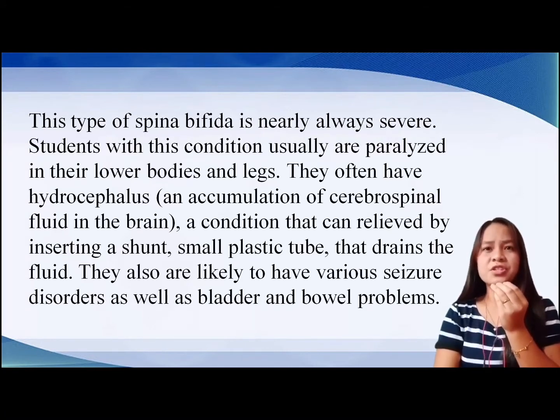Students with this condition usually are paralyzed in their lower bodies and legs. They often have hydrocephalus, an accumulation of cerebrospinal fluid in the brain, a condition that can be relieved by inserting a shunt, a small plastic tube that drains the fluid. They also are likely to have various seizure disorders as well as bladder and bowel problems.